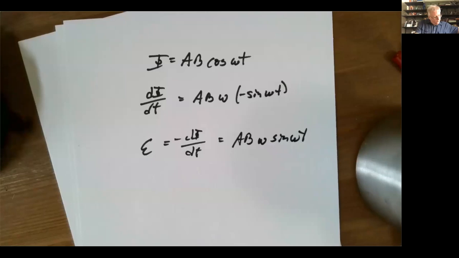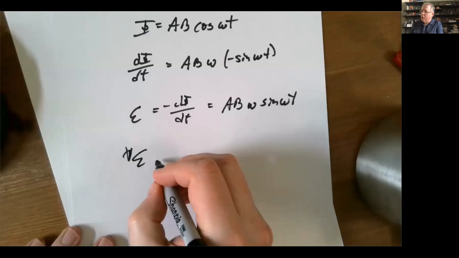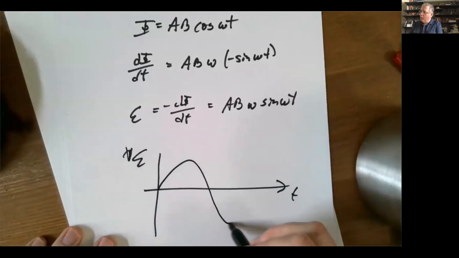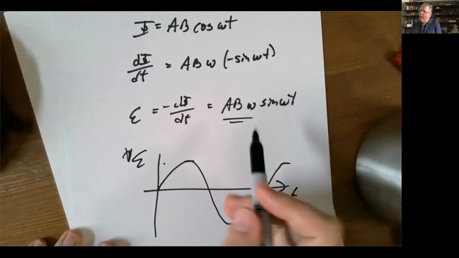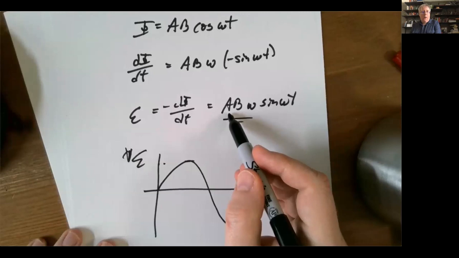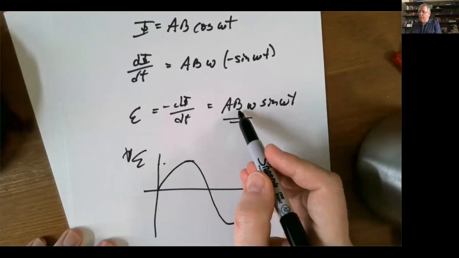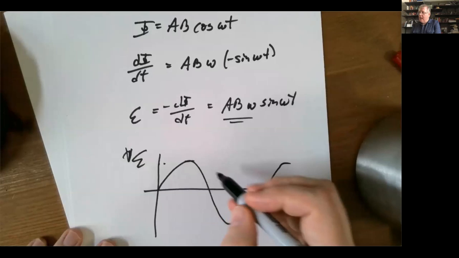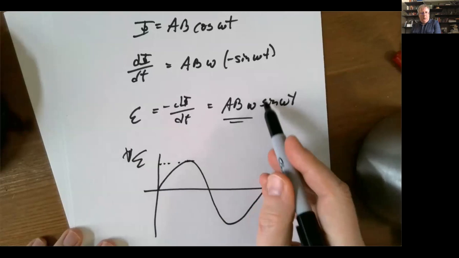So this tells me what the EMF is for this thing as a function of time. If I want to measure the voltage, the EMF coming out of this generator as a function of time, it's going to look like this. And the maximum voltage I'm going to get has to do with how big my coil is, what the area of the coil is, how strong the magnetic field is that I'm using for it, and how fast I'm spinning. If I'm spinning it very fast, not only do I get lots of these per second, but also the height of it gets bigger the faster I spin.